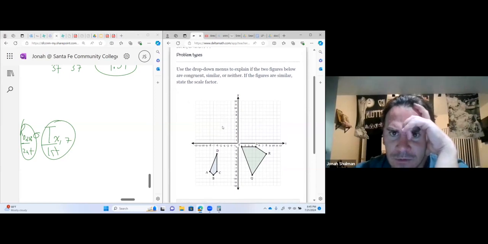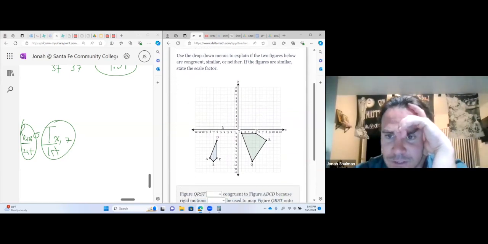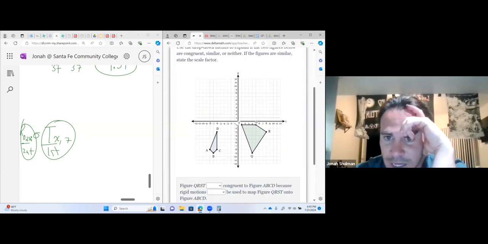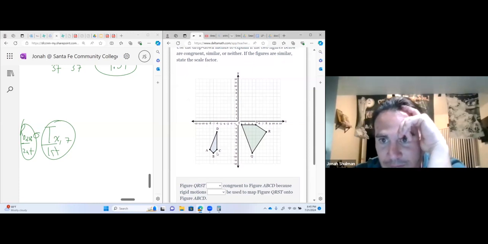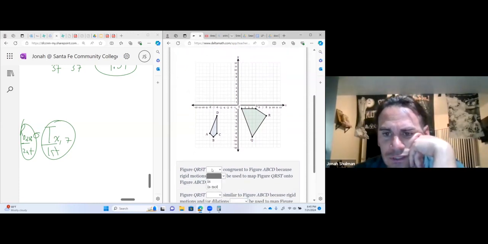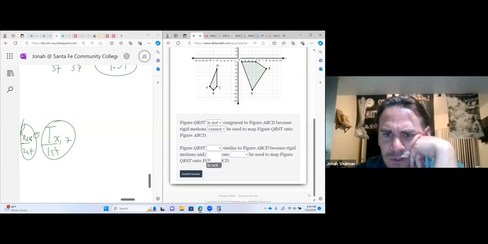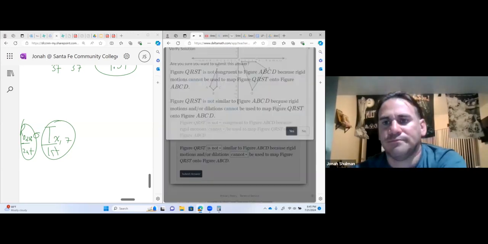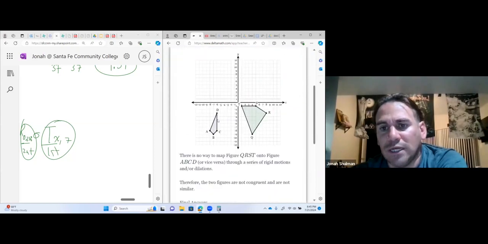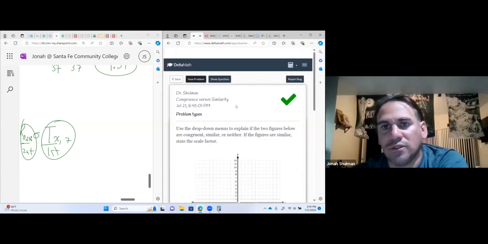Use the drop down to remember if they're congruent, similar, or neither. This does not look like the same shape. ST is not the same as AB. So this is not congruent because rigid motions cannot be used to match them. And it is also not similar because dilations cannot match them. No matter what I do, this thing will never match up to this one.